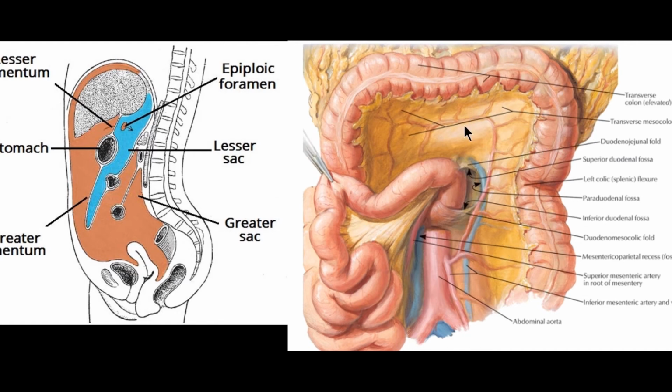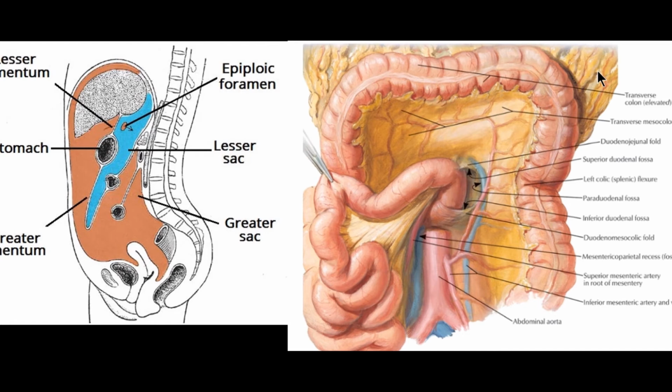Right, so what we can see over here is that the greater omentum has been reflected superiorly, so we can still see the posterior surface of the greater omentum. Since it is reflected superiorly, we can see the transverse colon and the transverse mesocolon, which are now attached onto the posterior surface of the greater omentum. So we've got the transverse mesocolon, the transverse colon, and then the posterior remaining bit of the greater omentum over here. Okay.